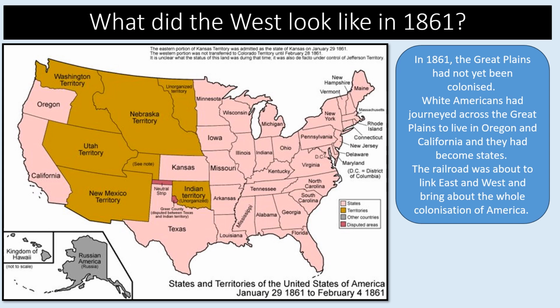Okay, so here's a map which shows you what the West looked like in 1861. So in 1861, the Great Plains had not yet been colonised. As we've seen, people travelled across the Great Plains in the 1840s and 1850s, making their way west to Oregon and California. The white Americans had gone to settle in Oregon and California, and they had become states by this time. But the railroad was about to link east and west and bring about the whole colonisation of America.